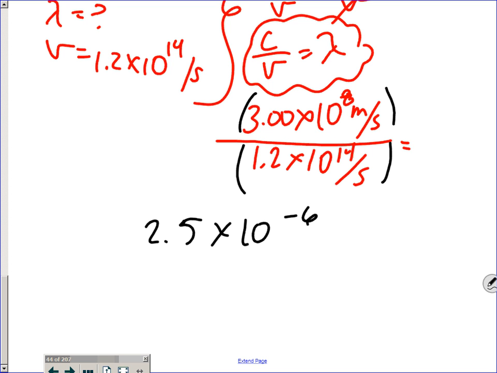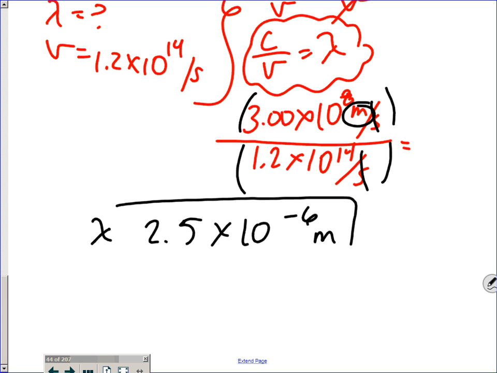So what are the units here? Hold on, what are we solving for? What variable? Wavelength. Okay, so what unit should this be? Meters, right? And then you double check. Per seconds cancel. The only unit left is meter. Okay, so this is wavelength.